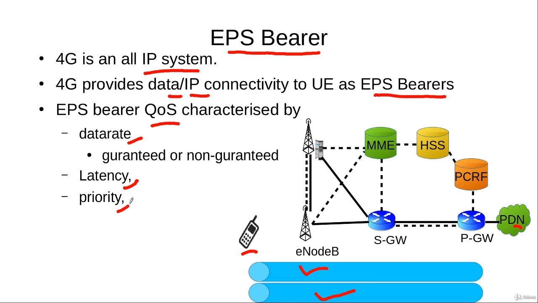And the third important parameter is the priority. When we compare a voice bearer with a bearer used to browse the internet, obviously the voice bearer would have more priority as compared to a bearer which is simply used to browse the internet.